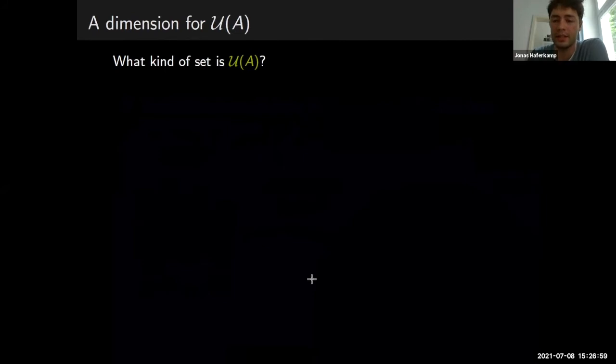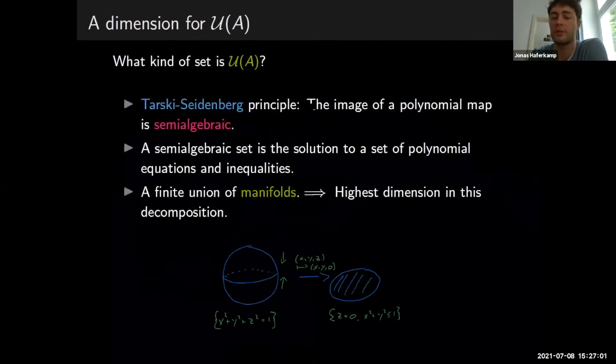And the Tarski-Seidenberg principle tells us that if you have the image of a polynomial map of some algebraic set or semi-algebraic set, it's again semi-algebraic. And semi-algebraic means that it's not just a set of solutions of polynomial equations, but also that you have to use inequalities. And the most interesting thing for us for these sets is that you can always decompose them into a finite union of manifolds, and the highest dimension in this decomposition is independent of the decomposition. So we can just define this highest dimension to be the dimension of our image set.